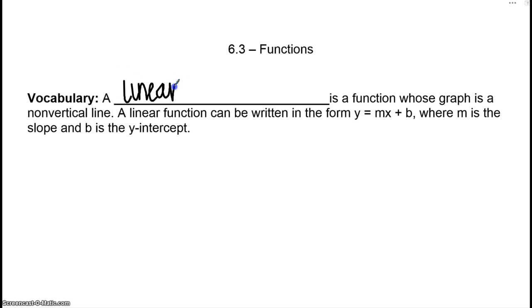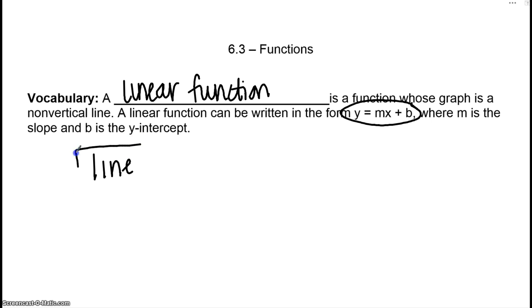So a linear function is a function whose graph is a non-vertical line. A linear function can be written in the form of y = mx + b, where m is the slope and b is the y-intercept. So basically, a linear function makes a line.